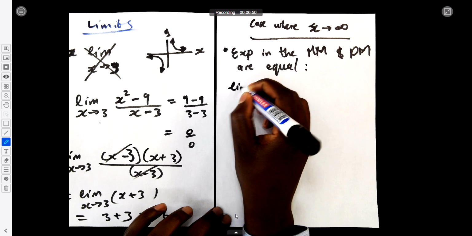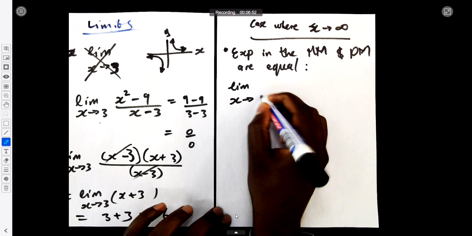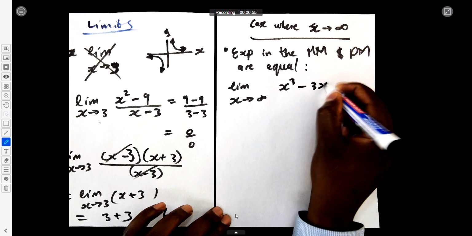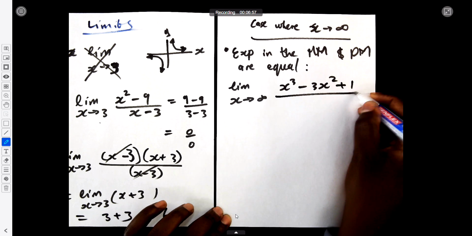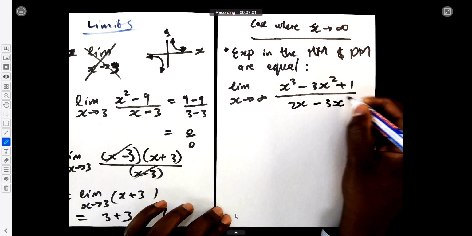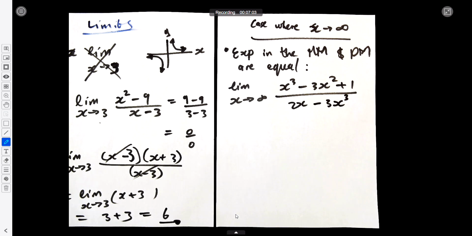So this is what I mean. Let's say, for example, we have limit x approaches infinity of x cubed minus 3x squared plus 1, all divided by 2x minus 3x cubed. Now we need to find the limit of the function when x approaches infinity.